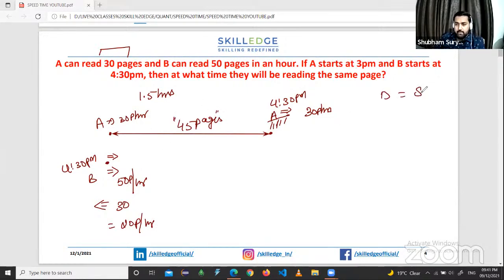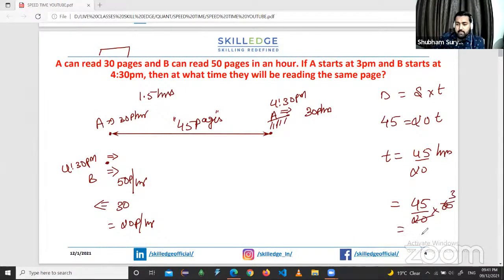So again, distance is equal to speed into time. I have to reach to a total of 45 pages at 20 pages an hour into T. So T comes out to be 45 by 20 hours, guys. You can convert this in the form of minutes. Just multiply by 60. So 45 by 20 into 60. 2 3s are 6, 3 5s are 15, 3 4s are 12, plus 1, 135, guys.